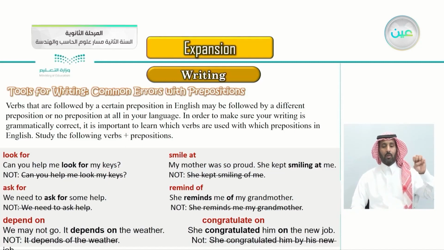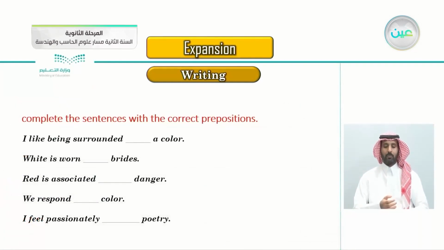Remind of. She reminds me of my grandmother. She reminds me of my grandmother, and not she reminds me my grandmother without any preposition. So remind comes with of. And the last one, congratulate on. She congratulated him on the new job, and not she congratulated him by. Use on, not by.